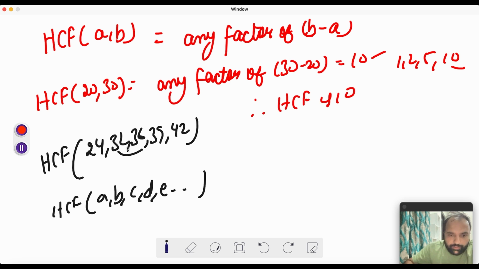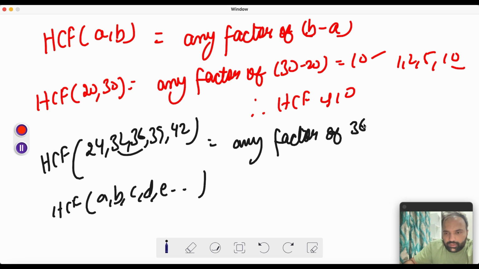So if we do it this way, what would be any factor of 36 minus 32, which is 4? The factors of 4 are 1, 2, 4. We'll see that 4 divides all but 39, 2 divides all but 39, and 1 divides all. So what would be our HCF?